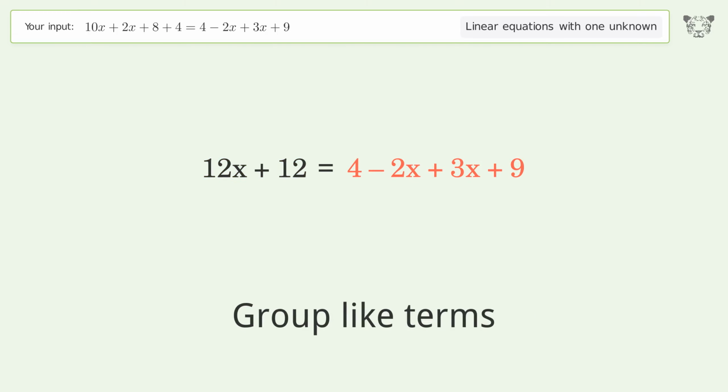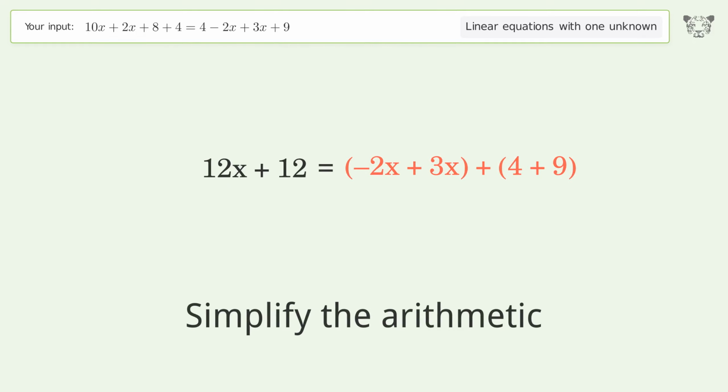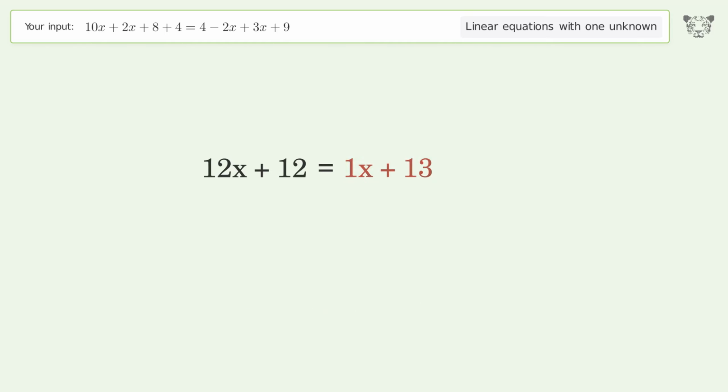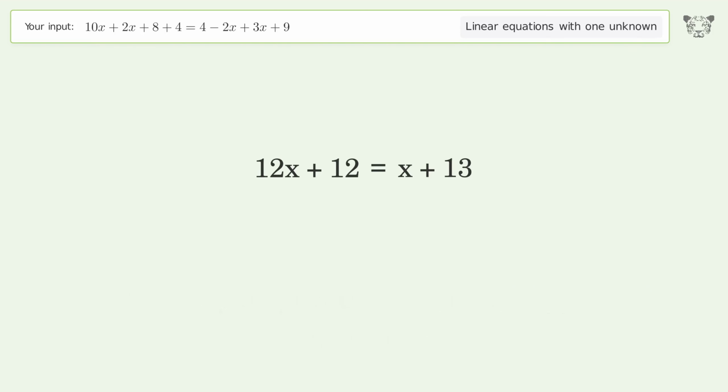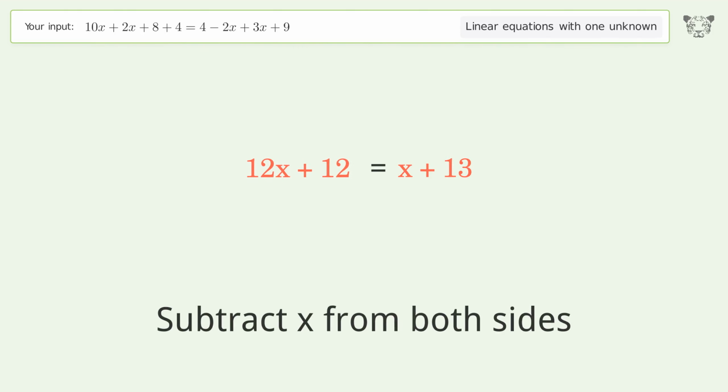Group like terms. Simplify the arithmetic. Group all x terms on the left side of the equation. Subtract x from both sides.